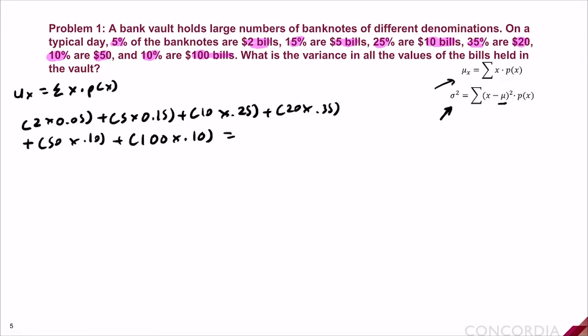And this would give you an answer of 25.35. And this number is the mean. Now we can move on to finding the variance. The formula for variance is as follows.